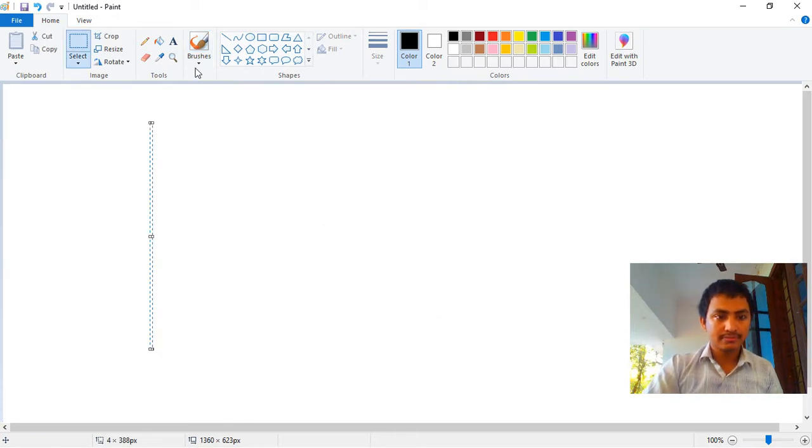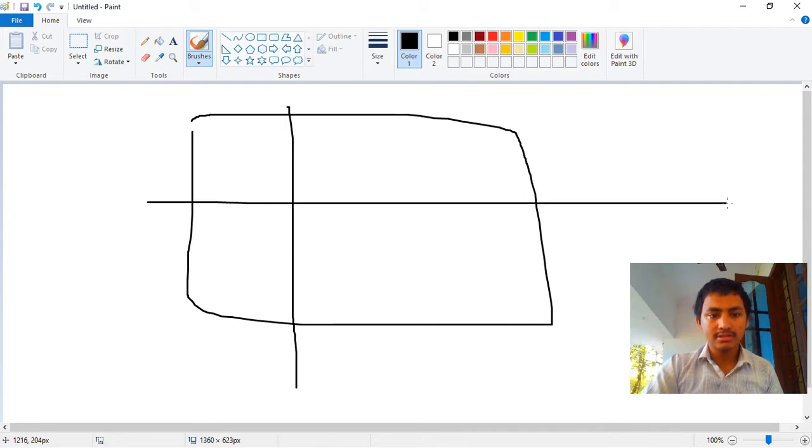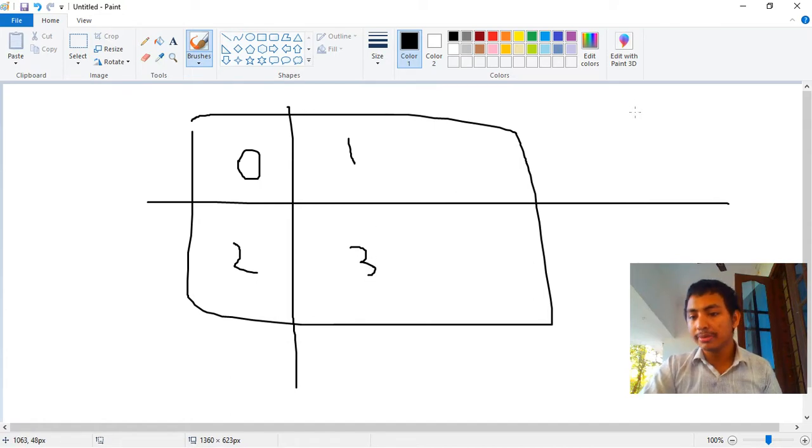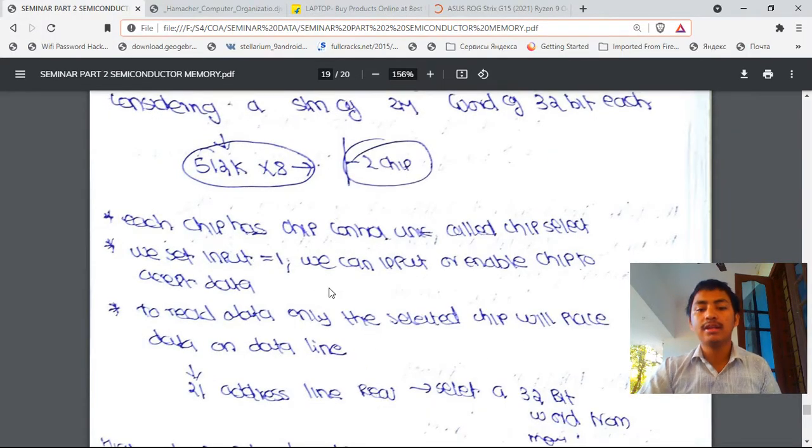This is the chip, and this is 0, 1, 2 and 3. So this is the chip serial number. With the 2-bit binary we can select which one we want to activate. We select the chip, and only the selected chip places the data on the data line. There will be a data line going beneath this. Only that selected particular chip will place the data on this.